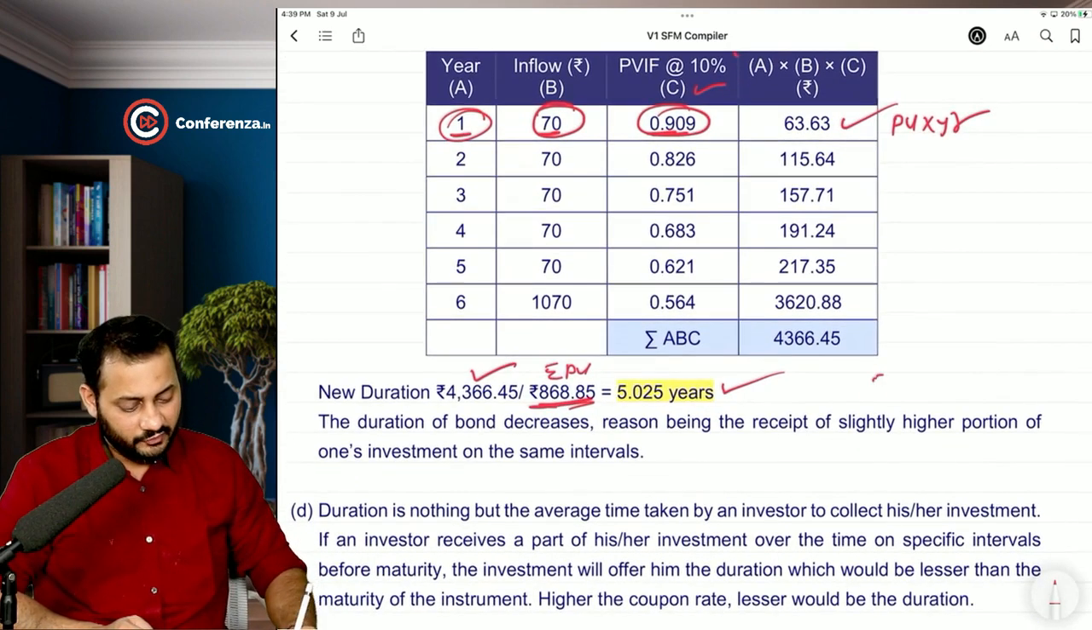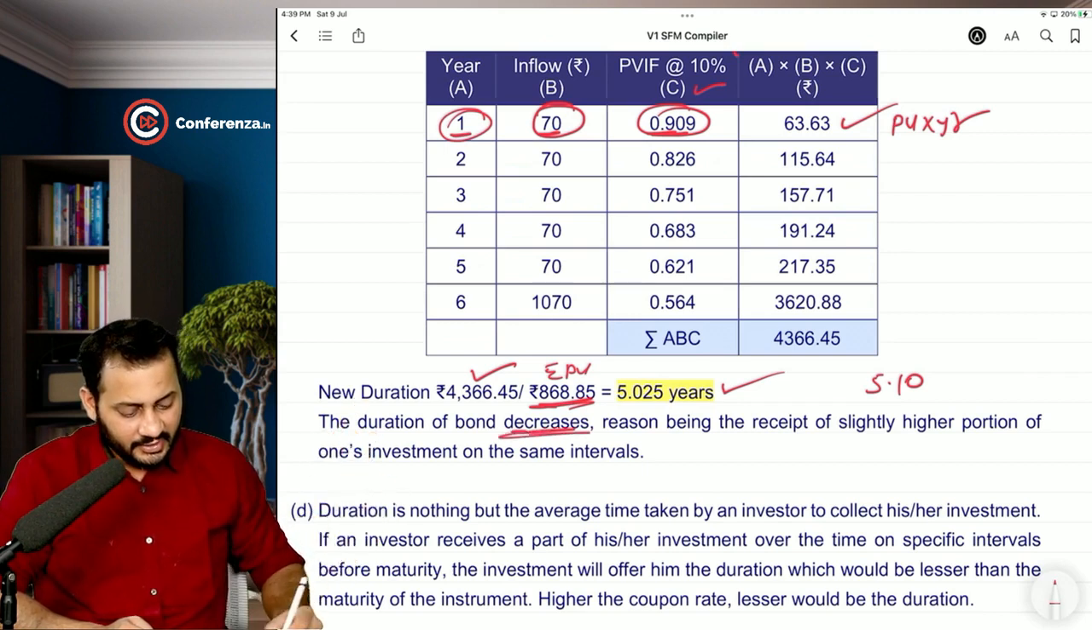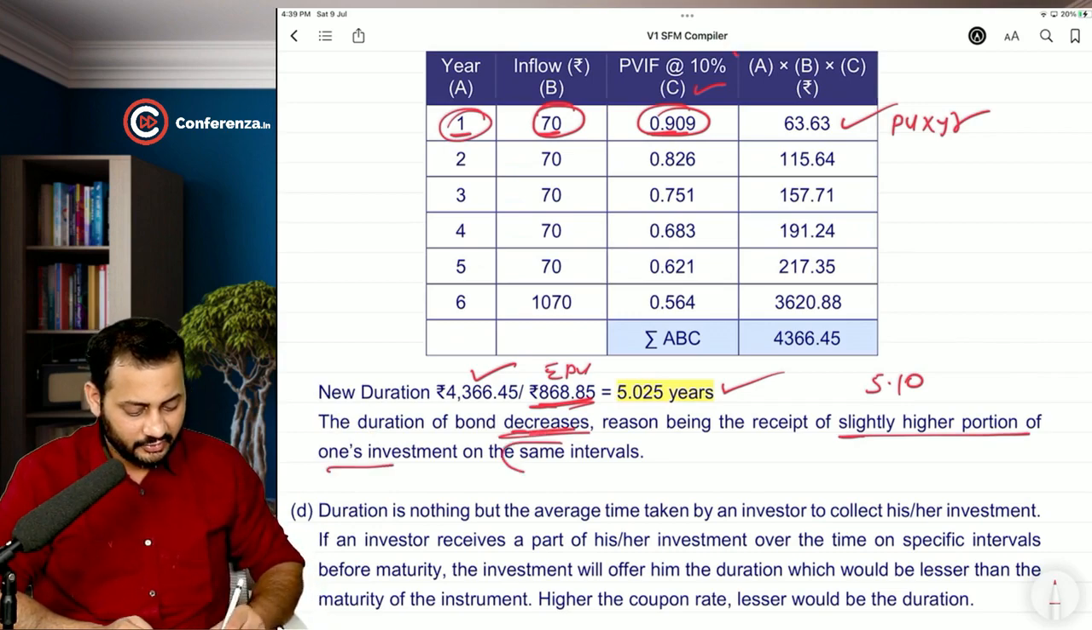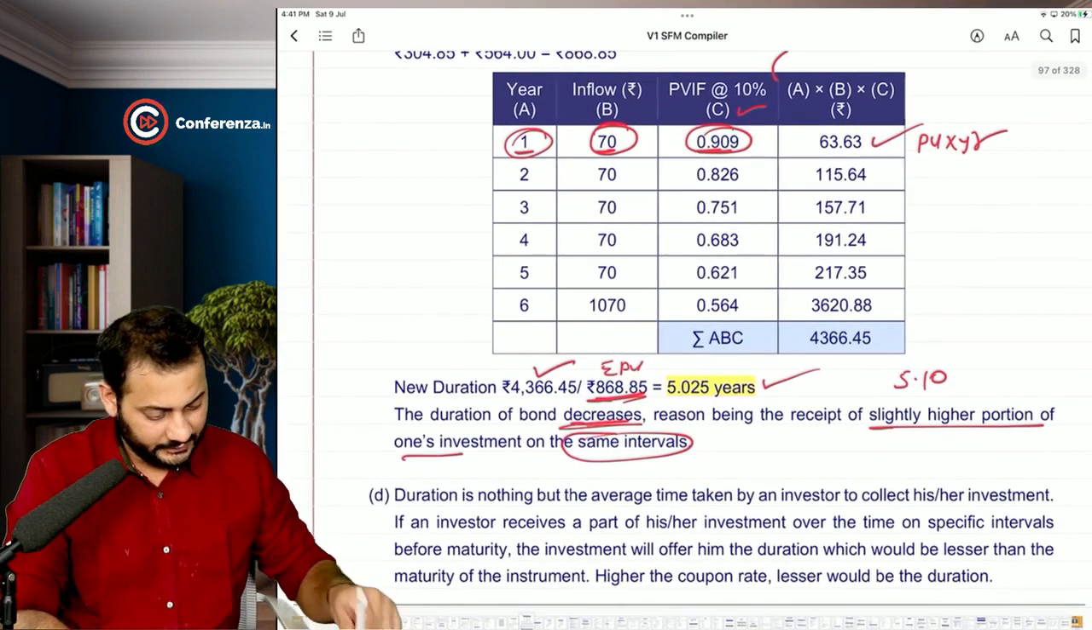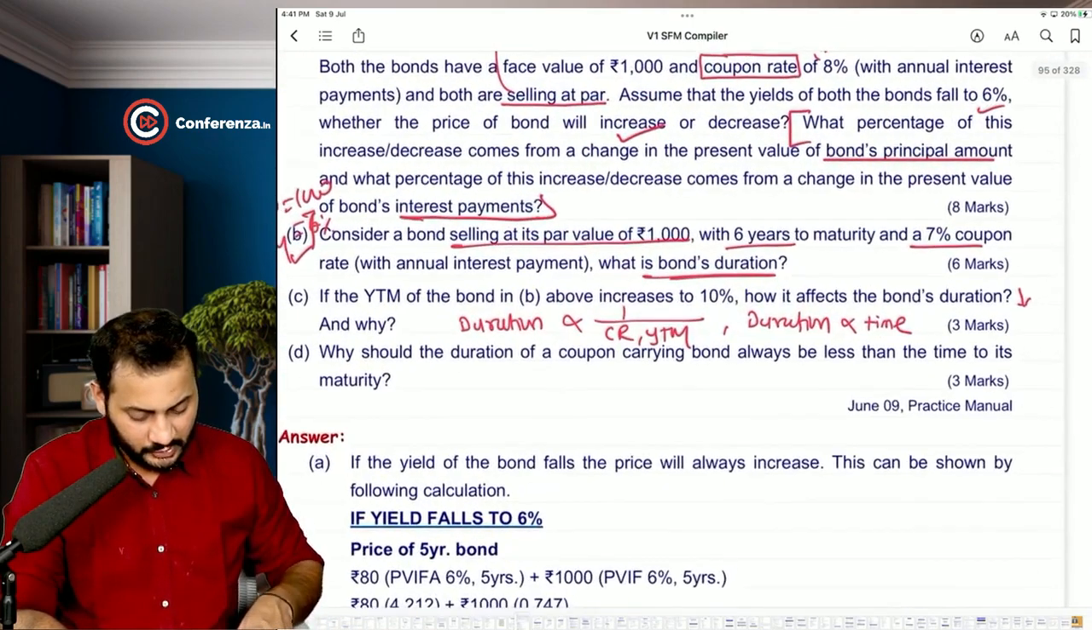Earlier it was 5.10 or 11, and now it has been reduced. The duration of the bond decreases, underline, reason being the receipt of a slightly higher portion of one's investment at the same interval. So this is the answer for the third part. Now let's have a look at the fourth one.